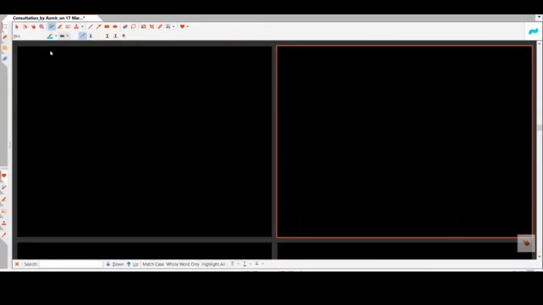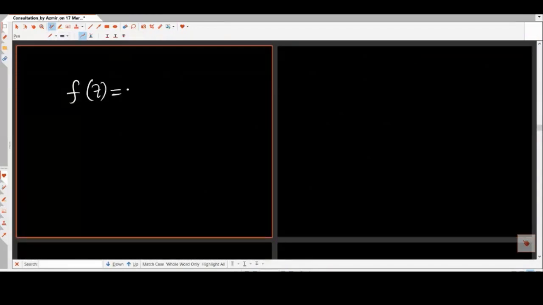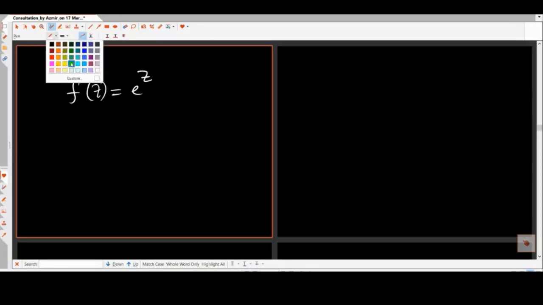So again, we are going to take a function f of z equals e power z. So this is our function this time. We need to check whether this function satisfies Cauchy-Riemann equations or not, or we need to check whether this function is analytic or not. Our first step is to find u part and v part.